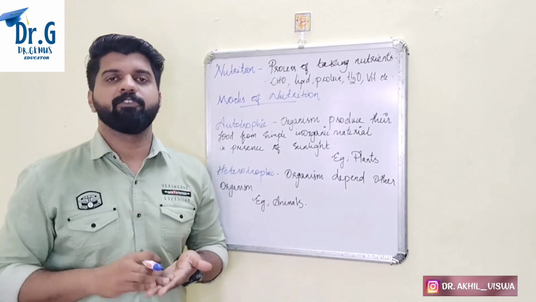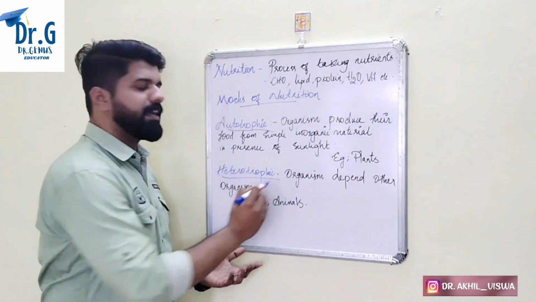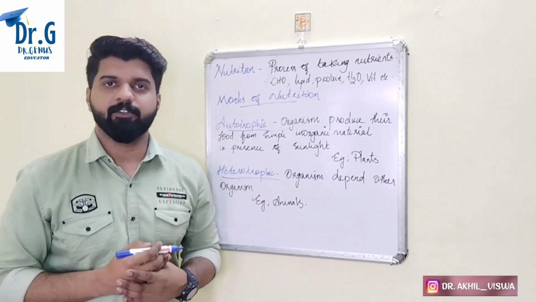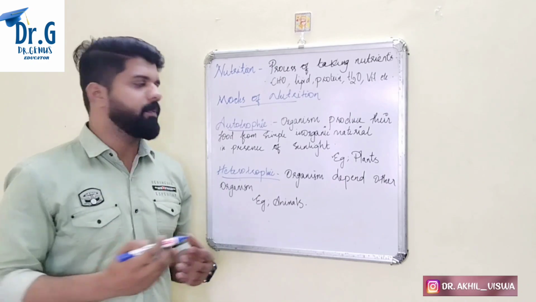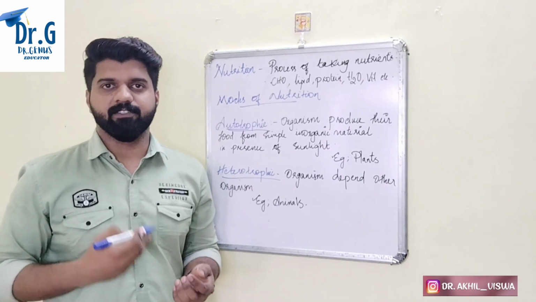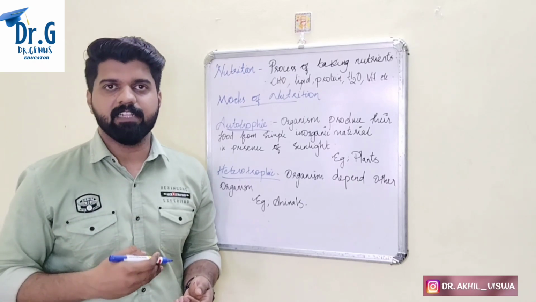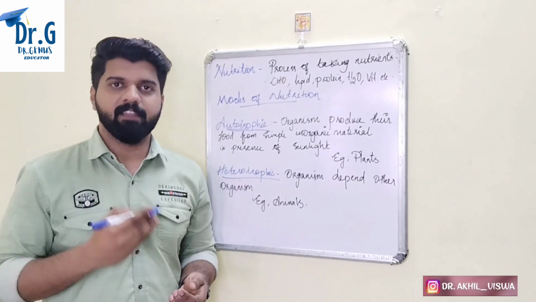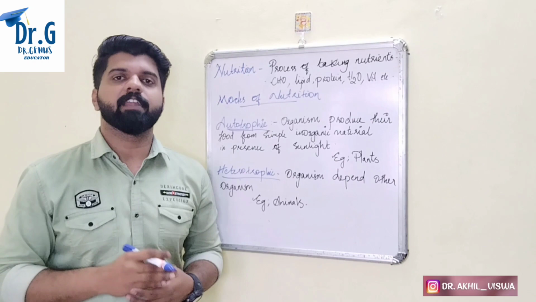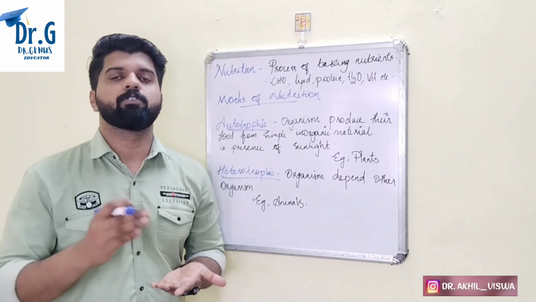Mainly the mode of nutrition is divided into two. The first one is called autotrophic nutrition and the second one is called heterotrophic nutrition. So let's see what we mean by autotrophic nutrition and heterotrophic nutrition. In autotrophic nutrition, the organism prepares its own food materials, which means some organisms have the capacity to prepare their own food for survival. They can prepare their own vitamins, minerals, carbohydrate, protein, etc. Such organisms are called autotrophic.